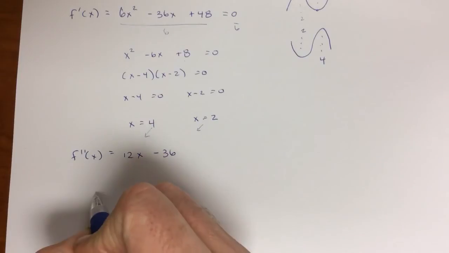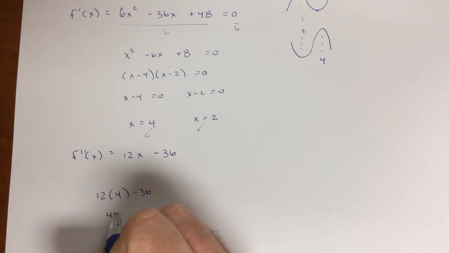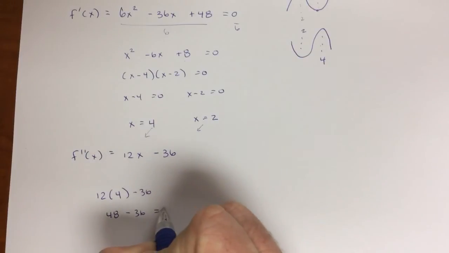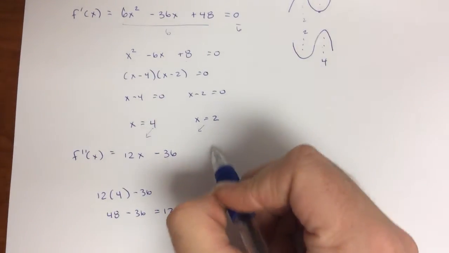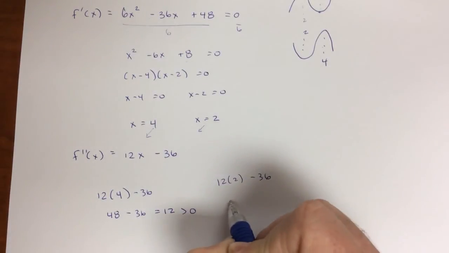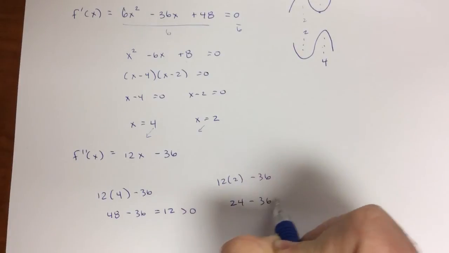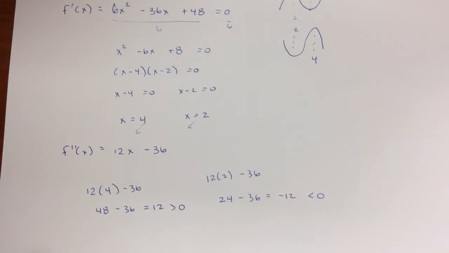Let's plug in 4. So I get 12 times 4 minus 36. That's 48 minus 36, which equals 12, and Captain Obvious would tell us that's greater than 0. Let's plug 2 in. 12 times 2 minus 36, which is 24 minus 36, equals negative 12, and Captain Obvious tells us that's less than 0.